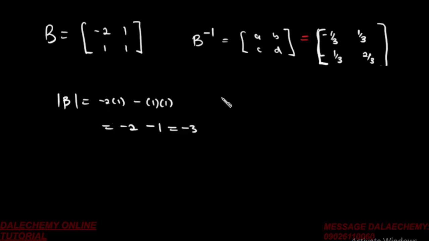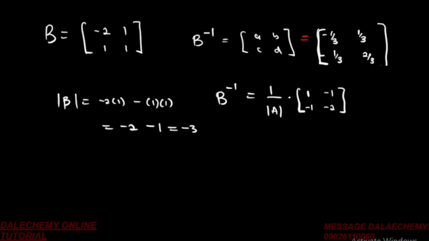Now the inverse of this matrix B is going to be 1 over the determinant, times the new matrix, which is when you switch these two elements, we have 1 here and we have minus 2 here. Then you multiply these two elements by minus 1. So that's going to give you minus 1, and this also minus 1. So that's going to be your inverse.